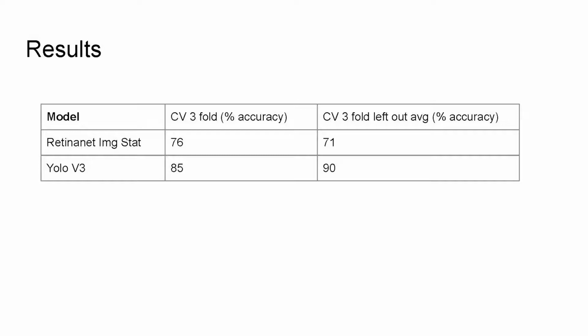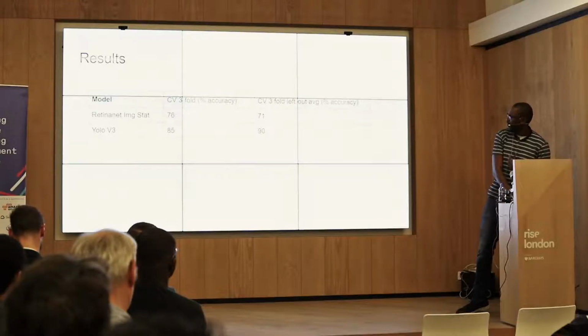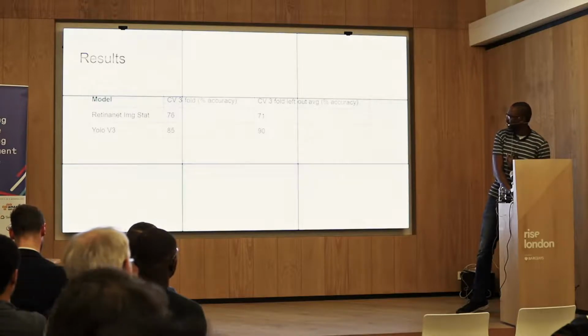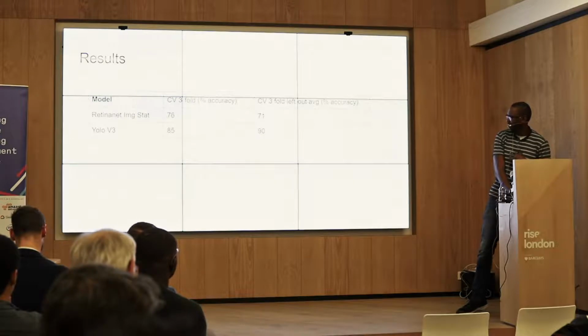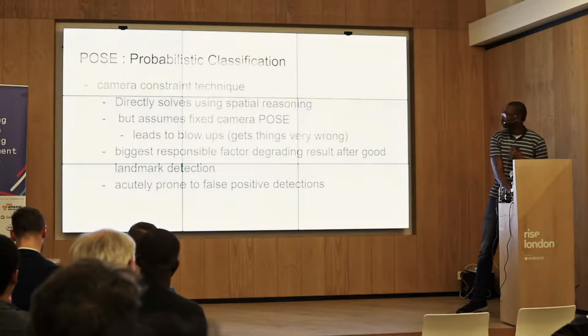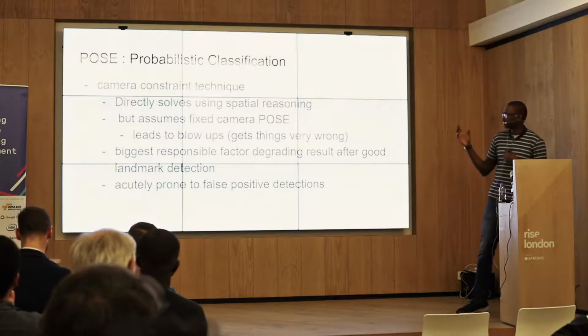I think I didn't have quite enough data when I did this. I had about 50 videos then. But generally, YOLO V3 has far fewer false positives than RetinaNet, which is the main reason, and I'll get to that later. So how do I solve this problem with the fixed camera pose?